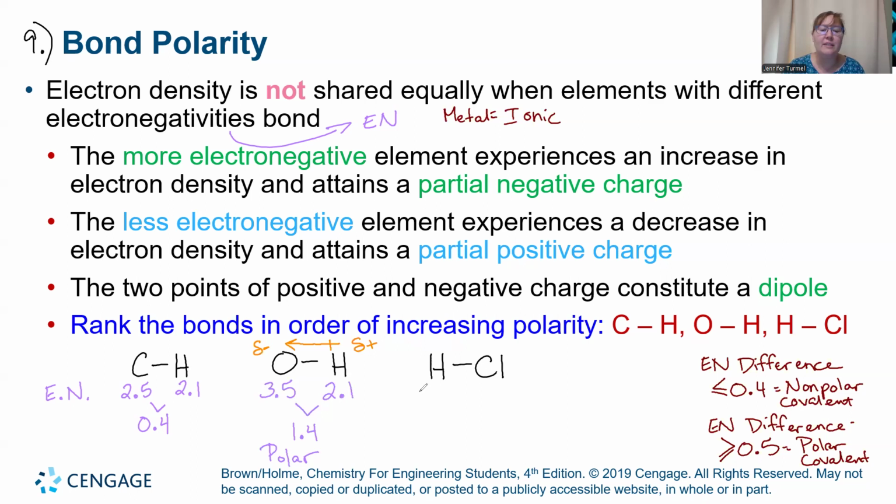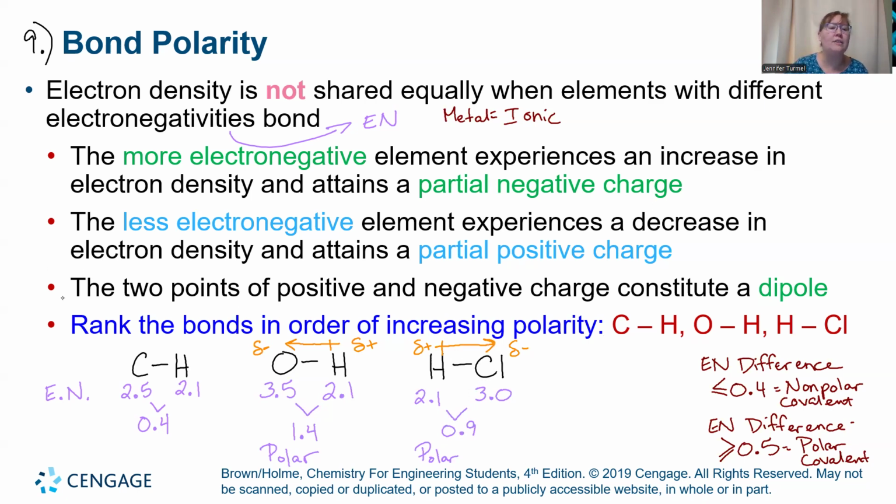Now, with hydrogen, we saw before that hydrogen is 2.1, okay? And chlorine on our list is 3.0. So this gives us a difference of 0.9. So this one is also polar, okay? And then that means, in this case, that the 2.1 is less than 3.0. So our hydrogen has a delta positive and our chlorine has a delta negative. And we could draw a little dipole on here like this to show where the electron density is moving.